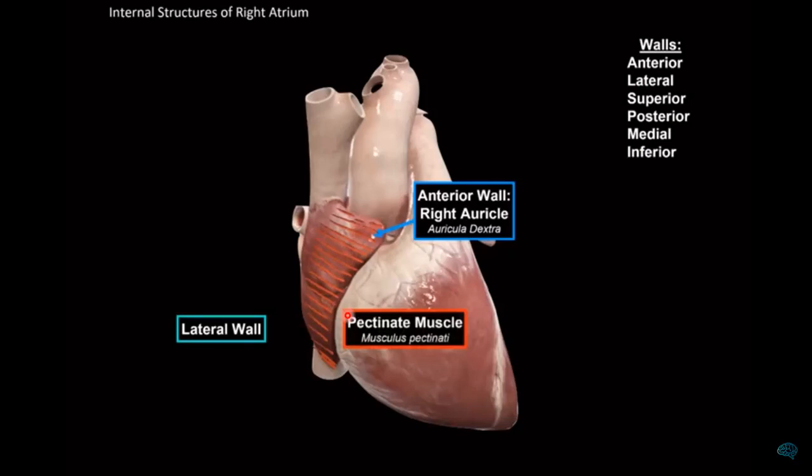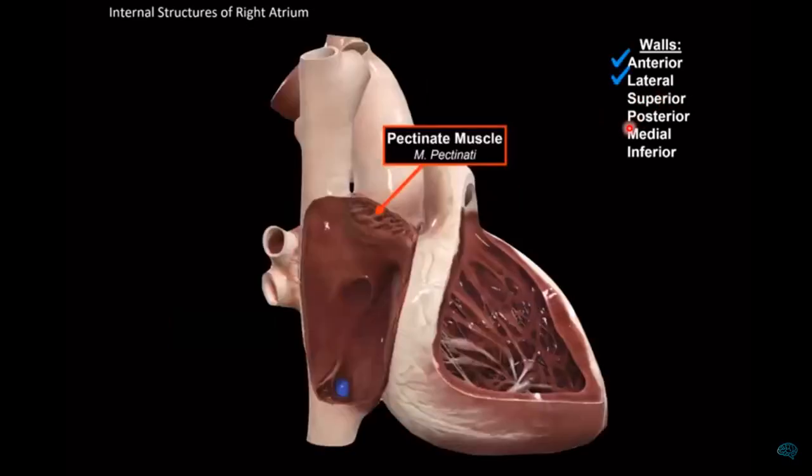Okay. Now let's remove the lateral and anterior wall and look inside the right atrium. We will remove the lateral and anterior wall and look inside to see the superior, posterior, middle and inferior walls. Okay.